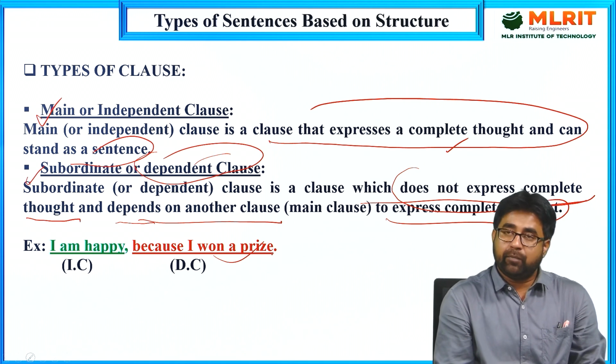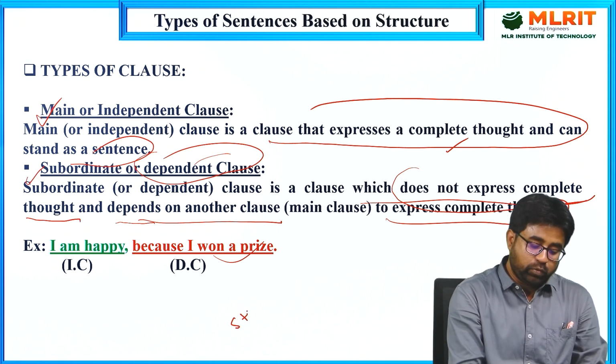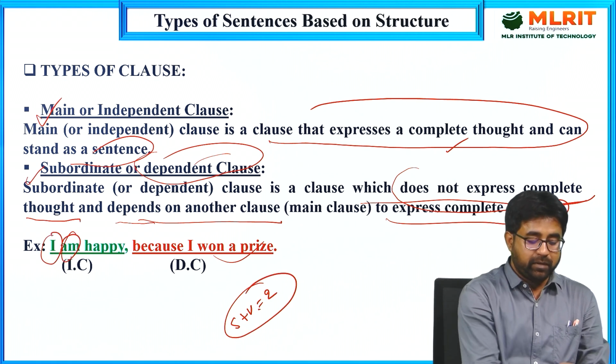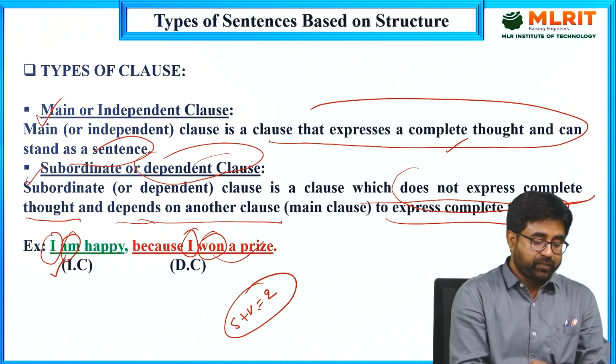Now how many clauses can you find? You can find there are 2 clauses. Why? Because you can find 2 subject plus verb pairings here, right? Subject plus verb. Here also you can find subject plus verb.